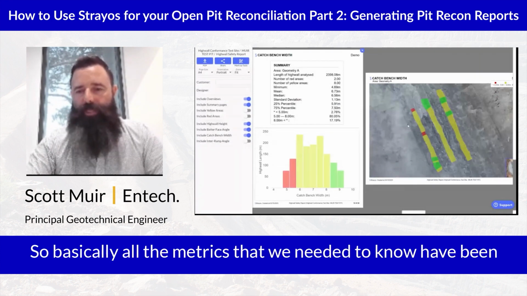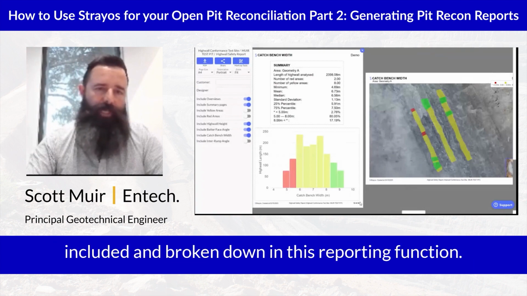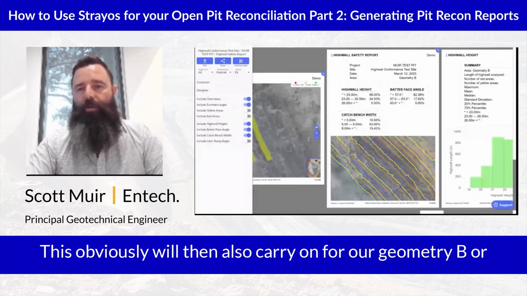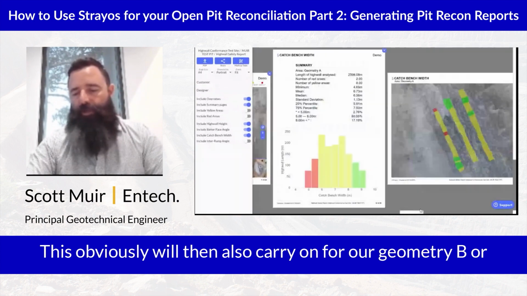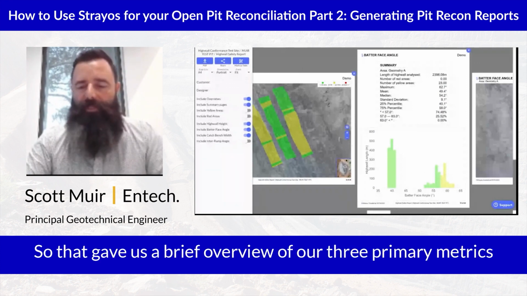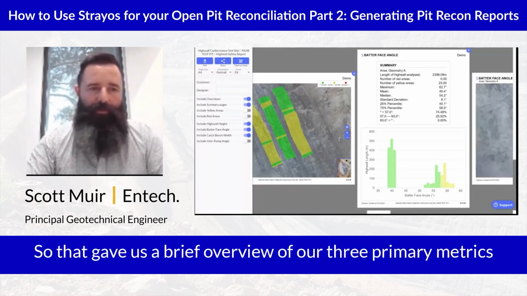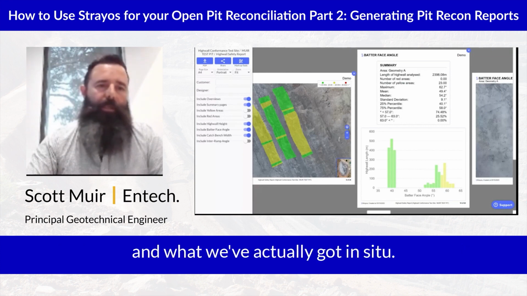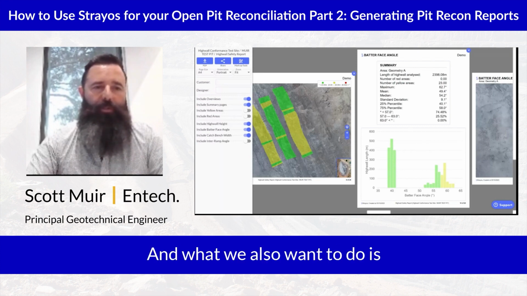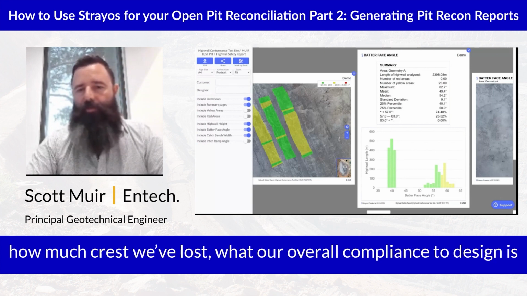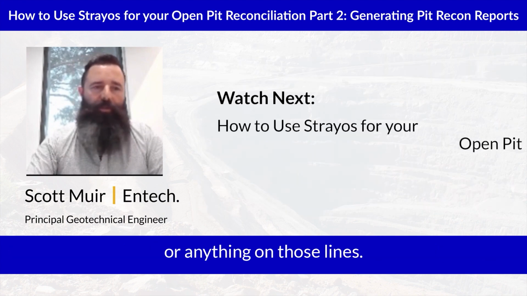So basically all the metrics that we needed to know have been included and broken down in this reporting function. This obviously will then also carry on for our geometry B, or as many areas of interest as we populate, to be honest. So that gave us a brief overview of our three primary metrics and what we've actually got in situ. Now, what we also want to do is complete a compliance to design check. So that didn't tell us how much crest we've lost, what our overall compliance to design is, or anything along those lines.